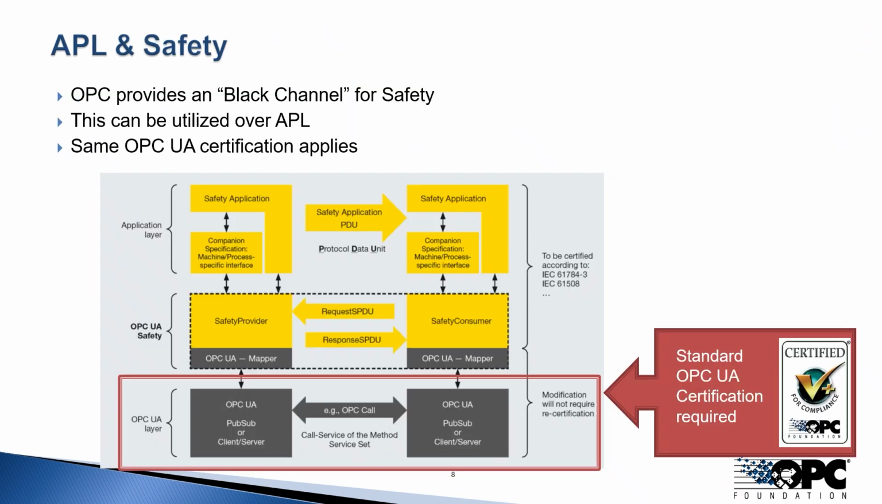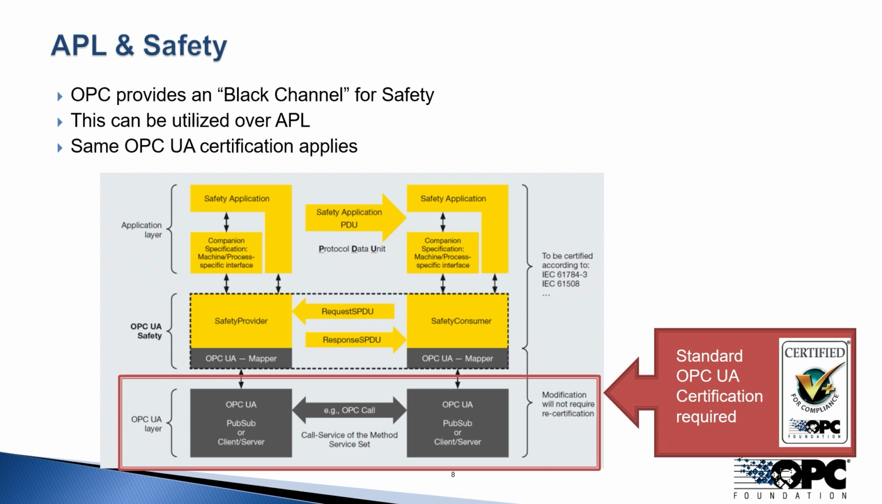Oh, and by the way, if you are interested in safety, the OPC Foundation actually has a black channel. This black channel can even be used on an APL device. You may have to be careful with the timing you've set because, like I said, APL devices tend to be a little slower. But an APL device can be part of a safety communications. Why? The OPC black channel will run across the APL and allow us to have the same certification that you would have for a regular device for the safety devices. So whether it's on APL or on the network.